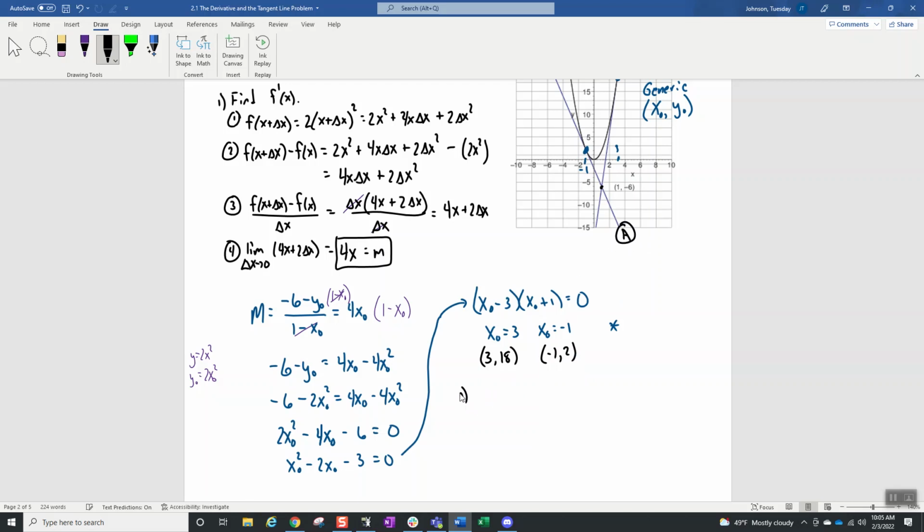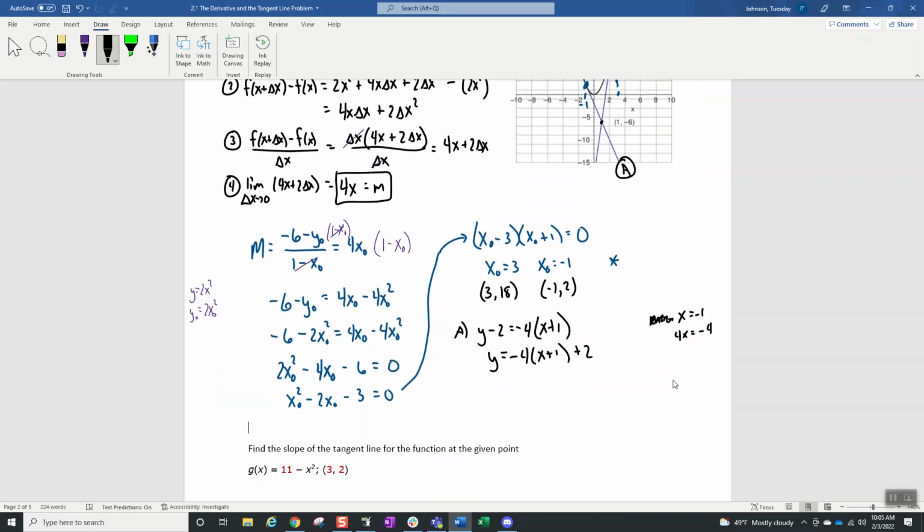A will be the line y minus 2 equals, what's my slope? When x equals negative 1, 4x equals negative 4. This is a fine equation. If you would rather, you can isolate the y value, or you could distribute and simplify and combine like terms and all of that.